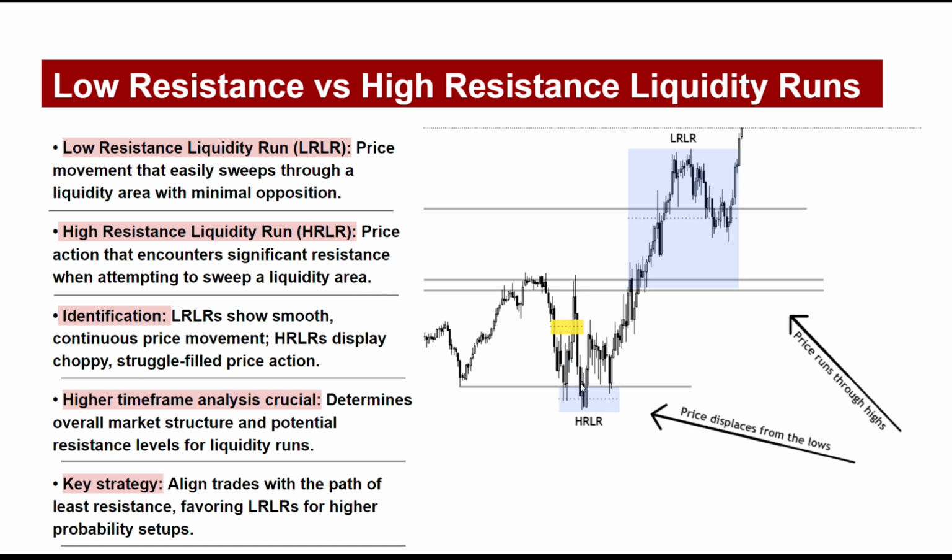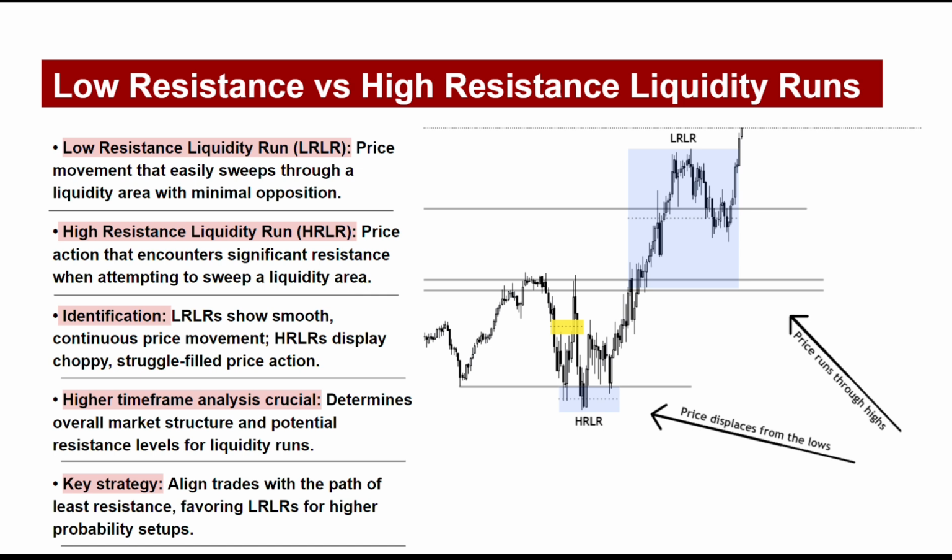And then once back down, we want to look to react from this order block here, which price reacts and sends us higher into a low resistance liquidity run. Displaces from the lows, runs through the highs. So the way to identify this is low resistance liquidity run is smooth, continuous price action, while high resistance liquidity run displays choppy, struggle-filled price action. So it's trying to find its move.